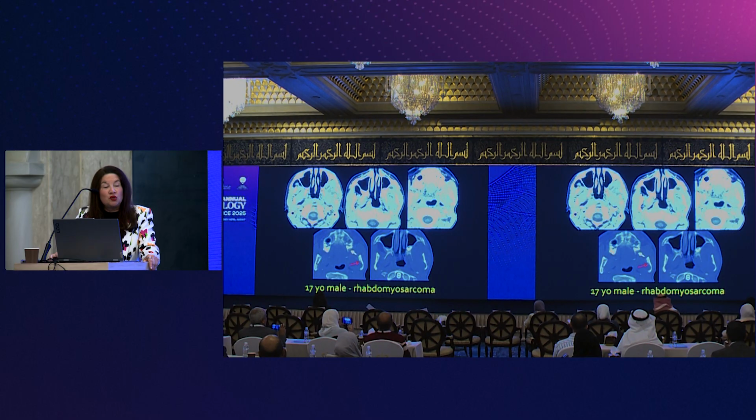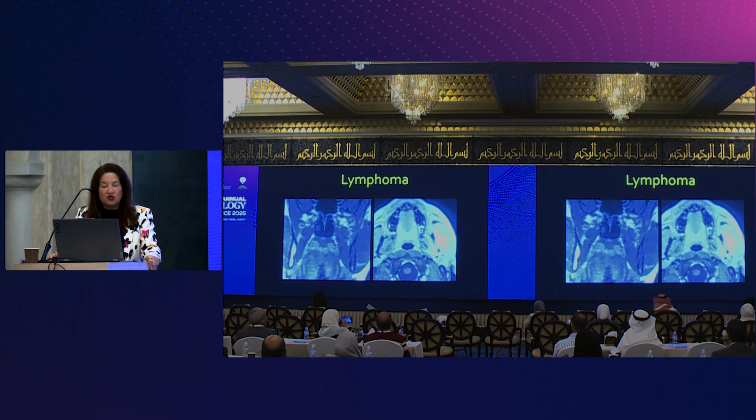You'll see some erosion of the bone anterior to the mandibular foramen, and if you look very closely, you'll see some lysis and some permeation of the pterygoid bone in plates, and this was a rhabdomyosarcoma. Again, under the age of 18, the most common malignancy is going to be a rhabdomyosarcoma.